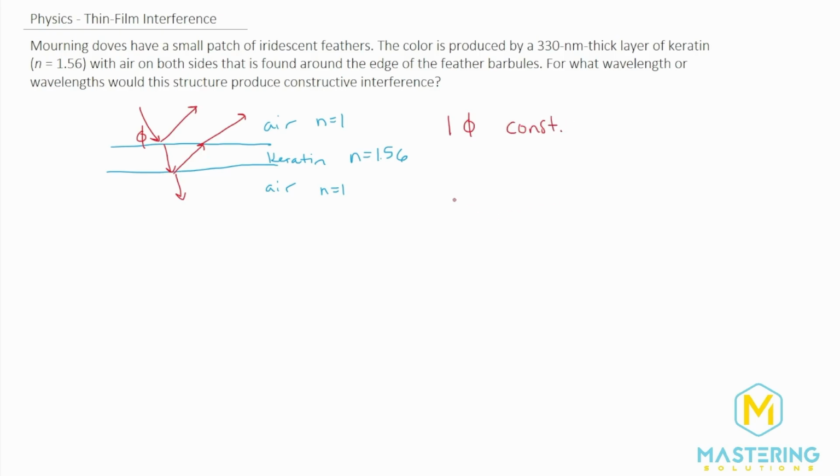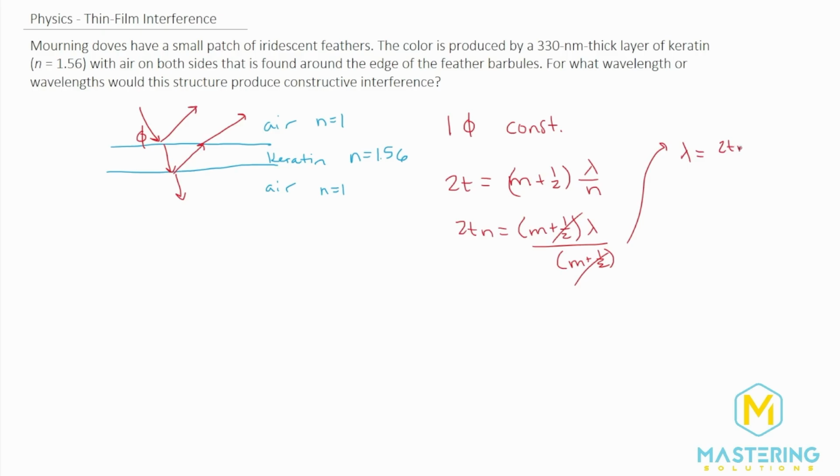So the equation for that is going to be 2t is equal to m plus 1/2 times lambda over n. And now we're trying to solve for the wavelengths again. We've done this on several of the previous problems, but let's go ahead and solve it again. We'll multiply both sides of the equation by n. So we have 2tn equals m plus 1/2 times lambda. And now we'll divide both sides of the equation by the m plus 1/2. And so let's write it up here. So lambda is going to be equal to 2tn divided by m plus 1/2. Okay, so this is the equation that we'll be using.